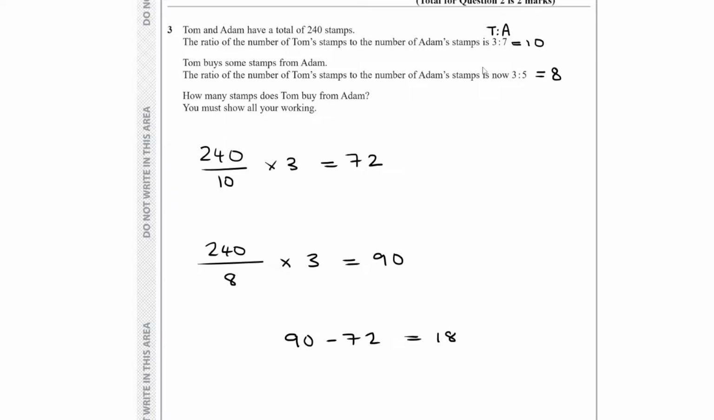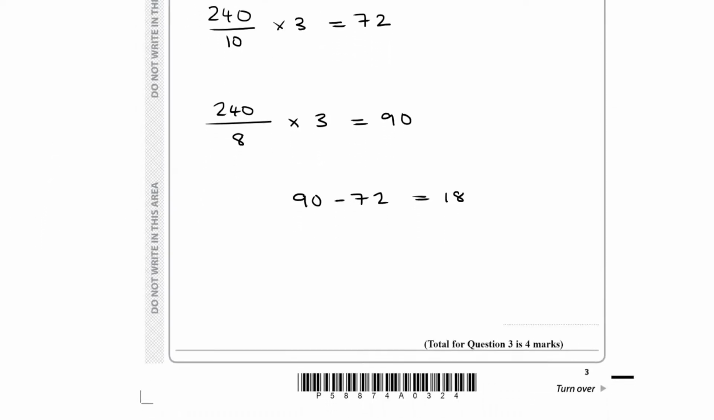It'd be the same amount of stamps, wouldn't it? Yeah, 18 exactly. So yeah, you can work out Tom or Adam. It doesn't really matter as long as you get 18 at the end. You don't have to work out both. So that was 4 marks.